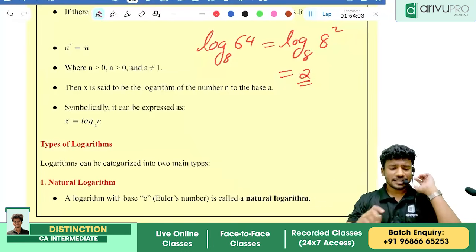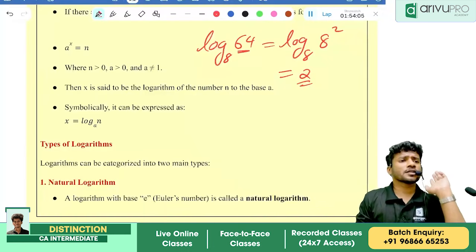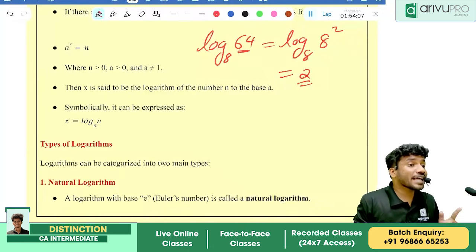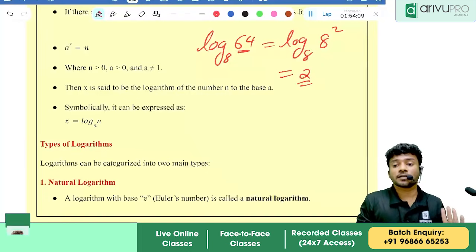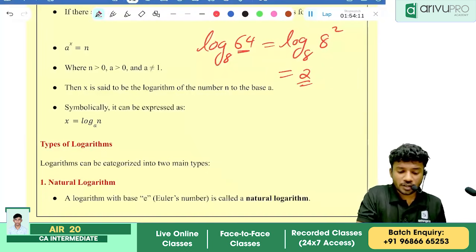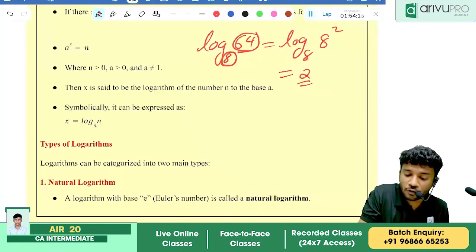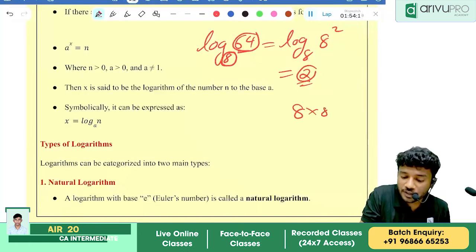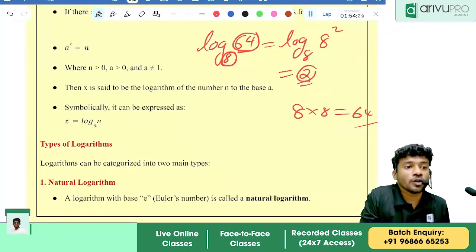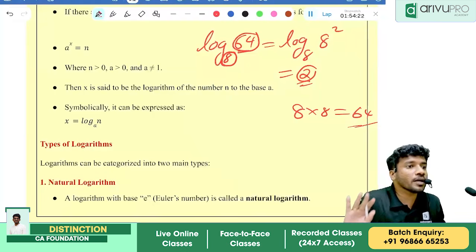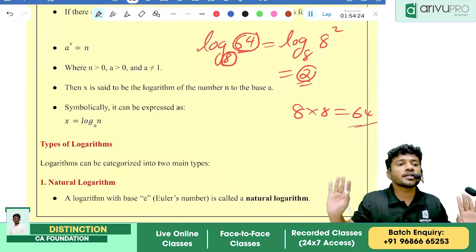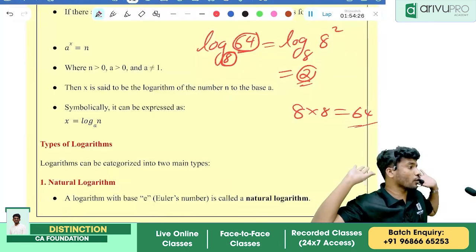Logarithm is nothing but how many times a number is multiplied. Look here. How many times is 8 multiplied to get 64? 8 into 8 is 64. So logarithm is nothing but how many times a number is multiplied. That is the basic meaning of logarithm.